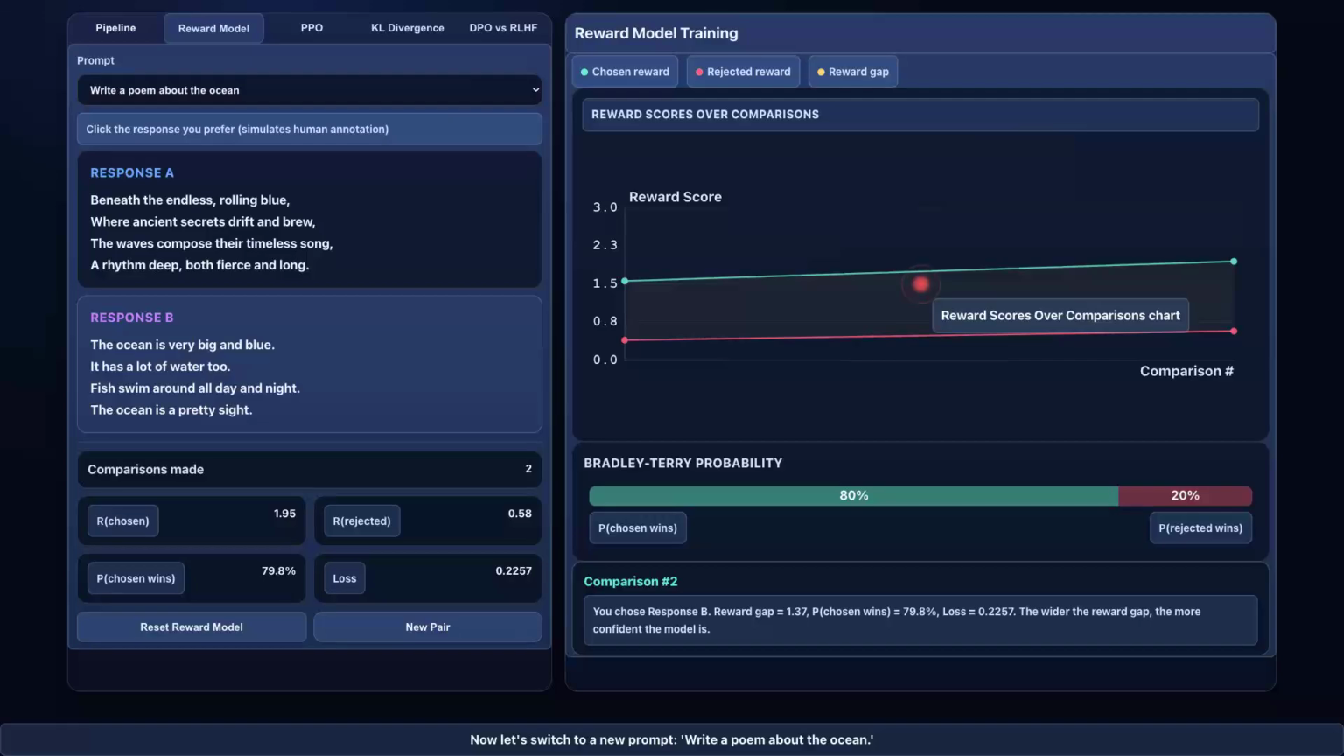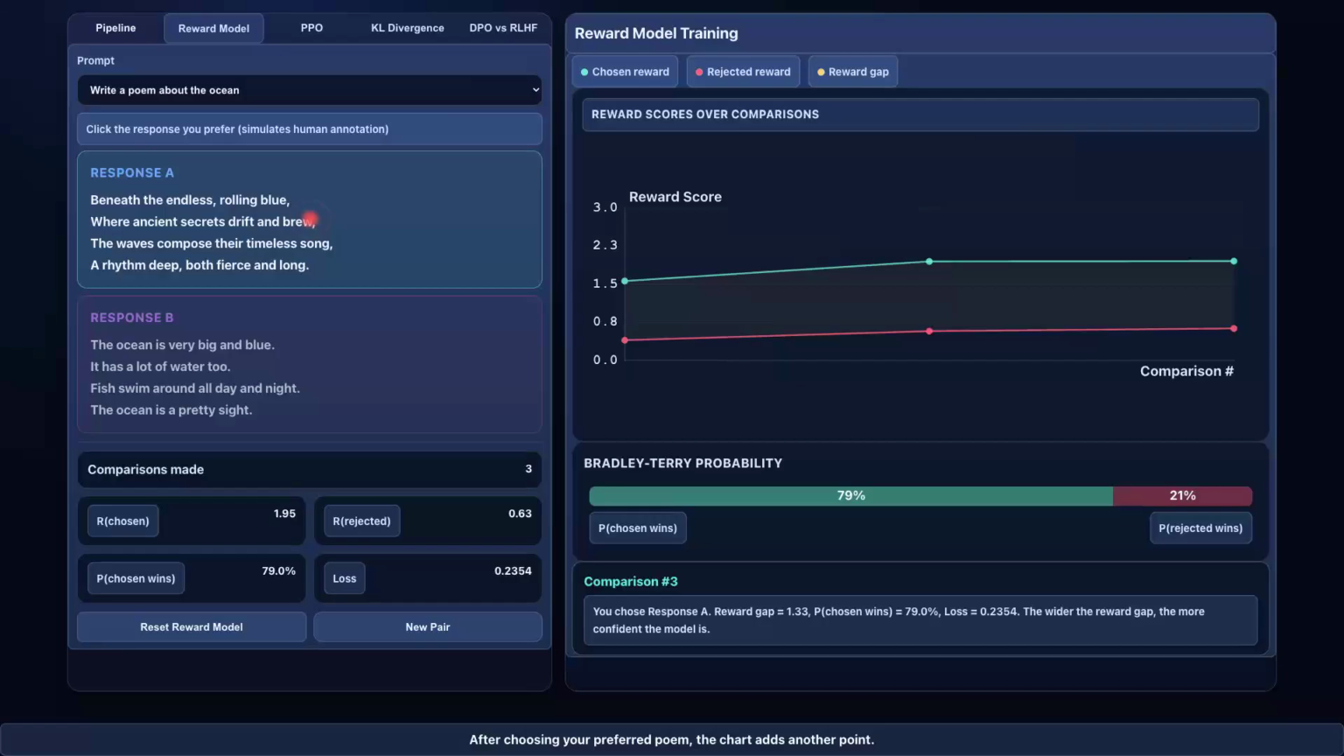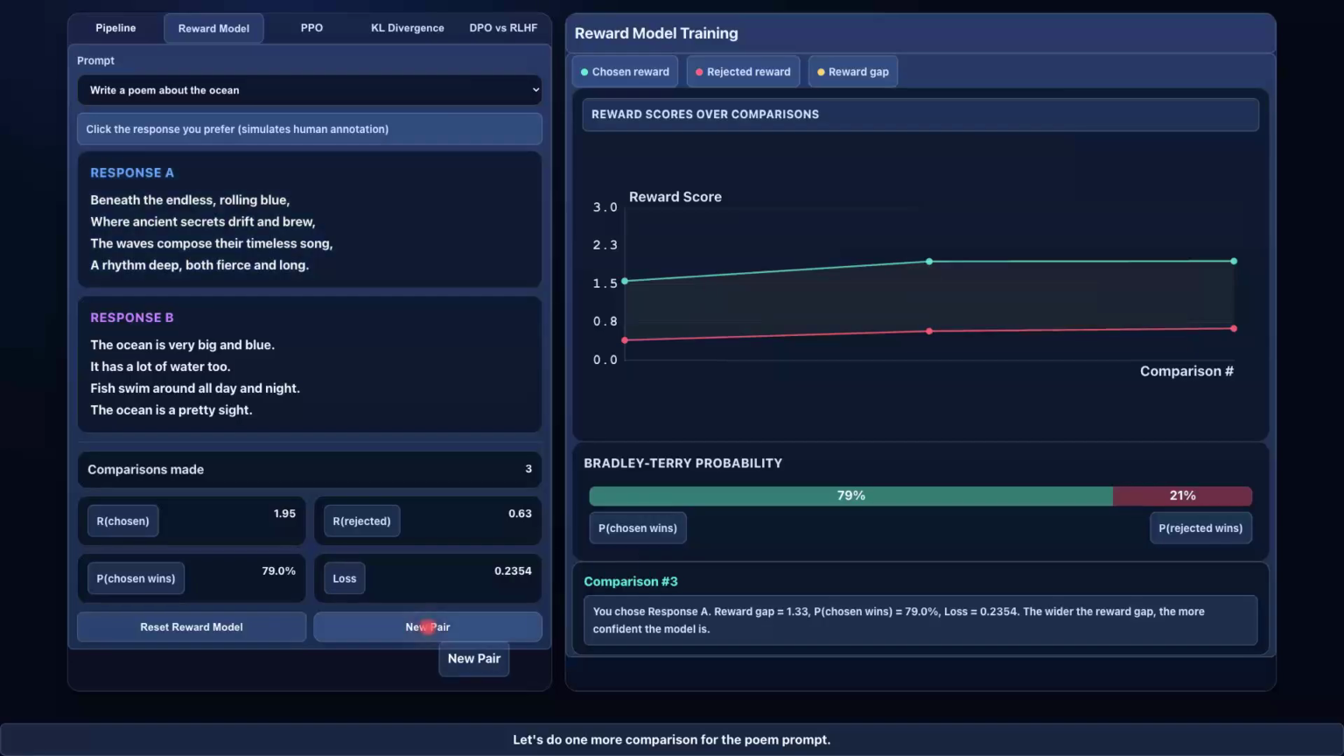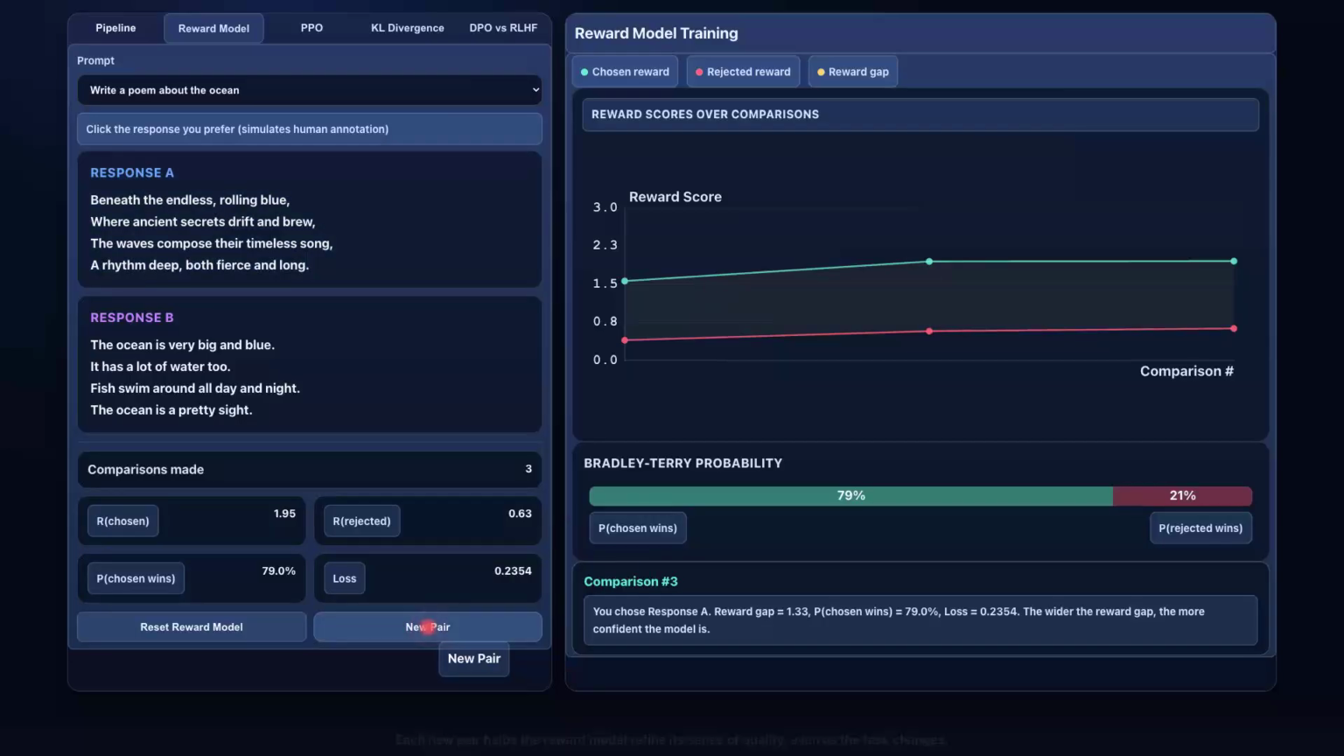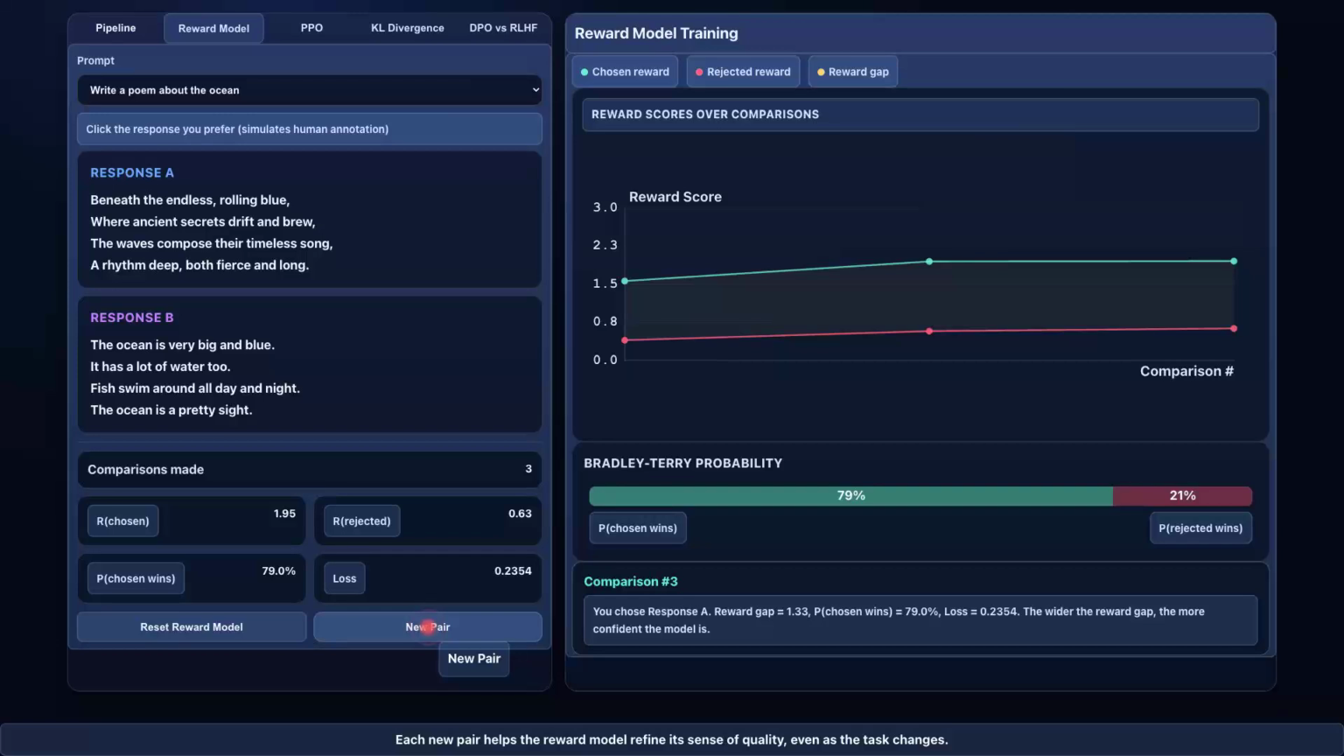Now let's switch to a new prompt. Write a poem about the ocean. This tests whether the reward model can generalize its learning to a different kind of task. After choosing your preferred poem, the chart adds another point. The reward model is now learning from both factual and creative tasks, showing its ability to adapt across prompts. Let's do one more comparison for the poem prompt. Each new pair helps the reward model refine its sense of quality, even as the task changes.